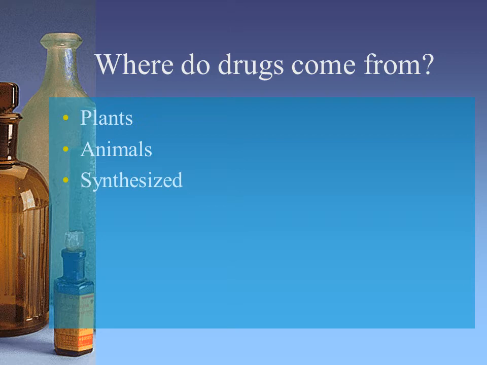Second source for drugs would be animals. Animal-derived drugs come from a variety of different places or organs in the animals. Heparin is a commonly used medication, and it's derived from the intestines of pigs. And then the third source where we primarily get medications from are synthesized medications. Many of our most current drugs are developed in this way, whereby they are created through a chemical combination in the laboratory setting.